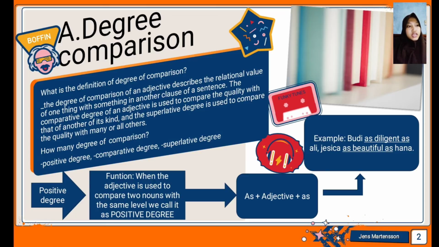The pattern is as plus adjective plus as. The example is, Budi is as diligent as Ali. And another example is, Jessica is as beautiful as Hannah.